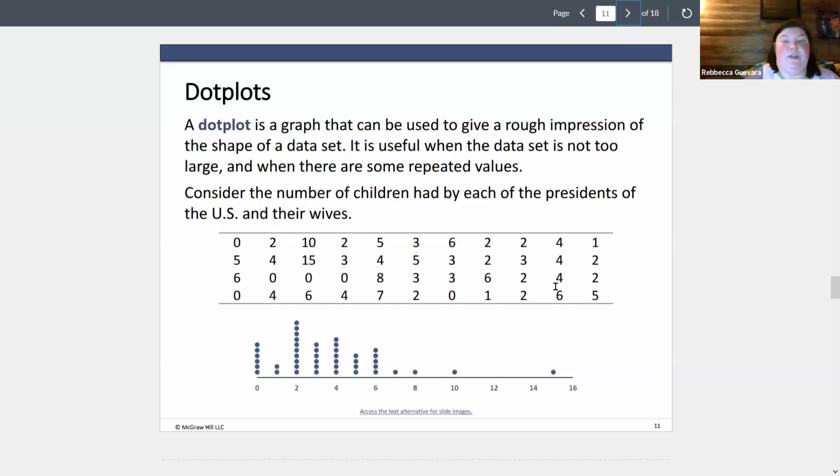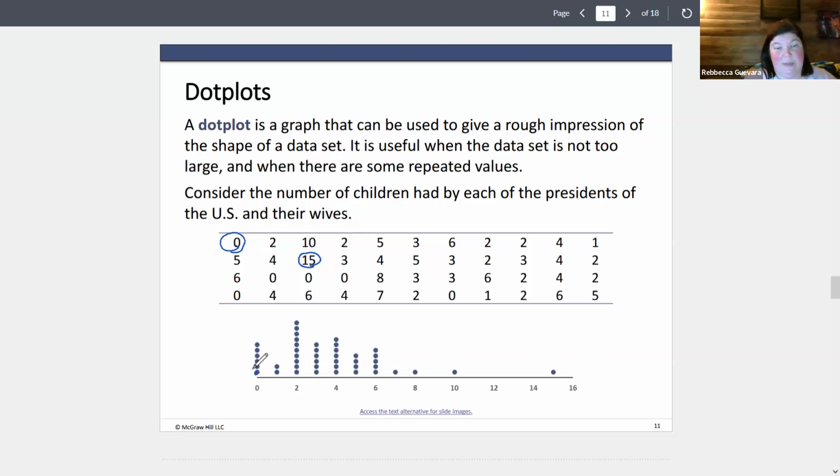We want to consider the number of children had by each president and their wife or wives. So what we do is we make a number line. The smallest amount of children that a president had was 0, and the most is going to be 15. So our number line is going to be 1 to 15 or 1 to 16, whatever you need to do.